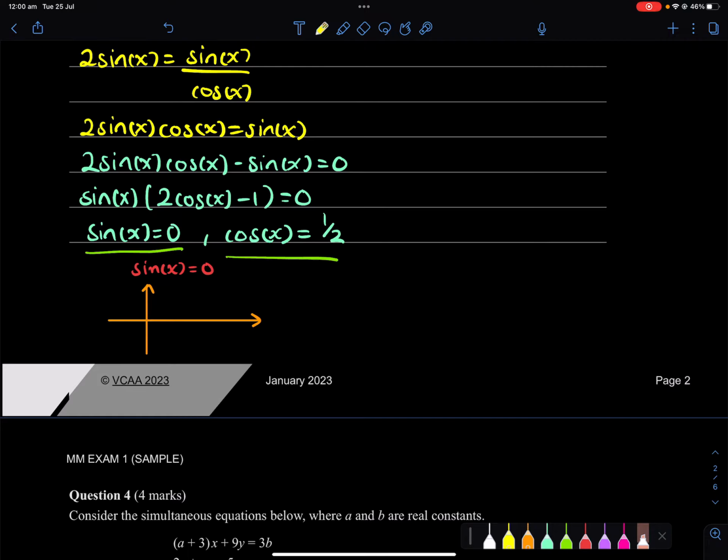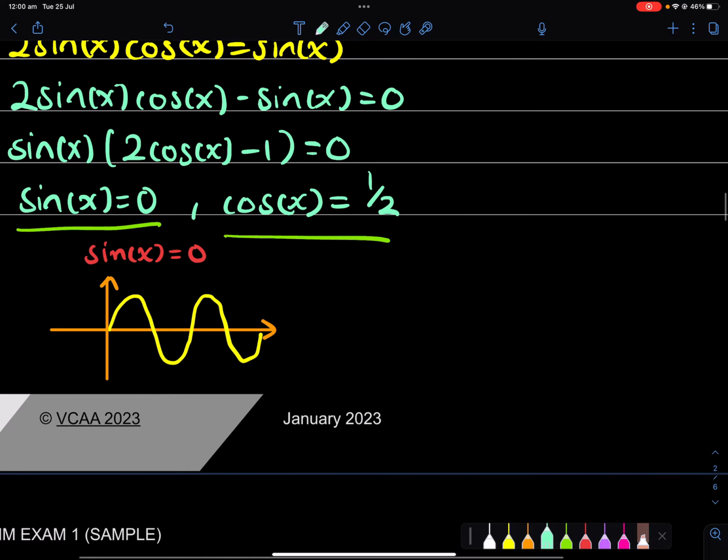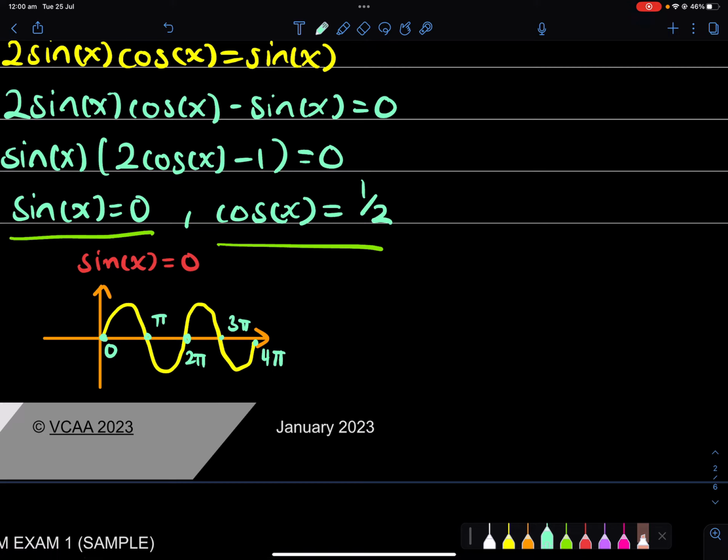So sine of x goes like this, up, down, like that. And we know that this point here is 0, this one's pi, this one's 2 pi, this one's 3 pi, and this one's 4 pi. So when does it equal 0? Well, it equals 0 at this point, at this point, at this point, at this point, and at this point.